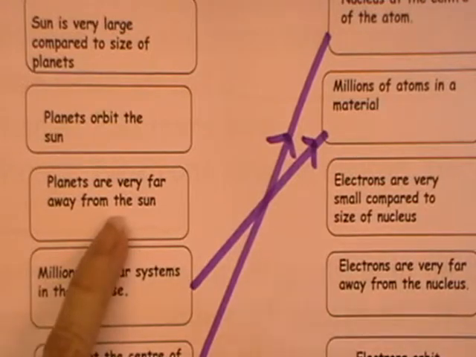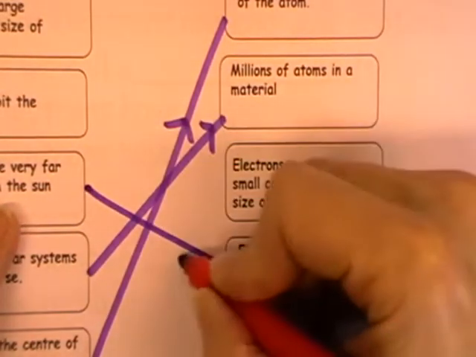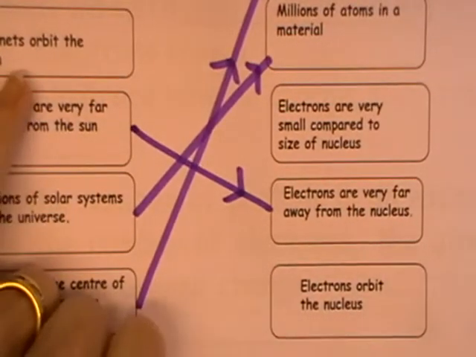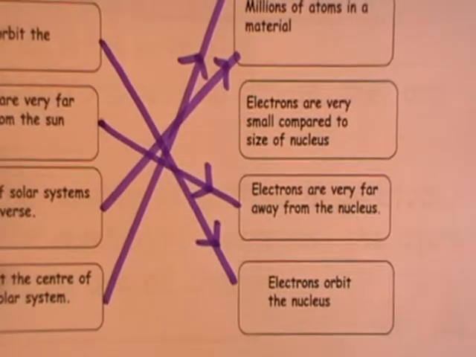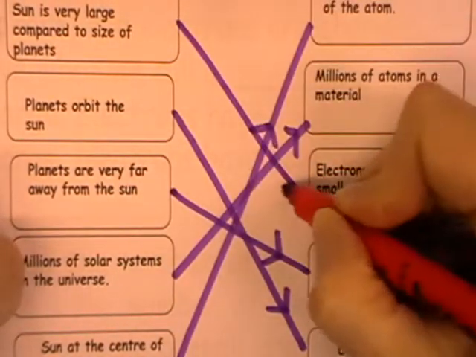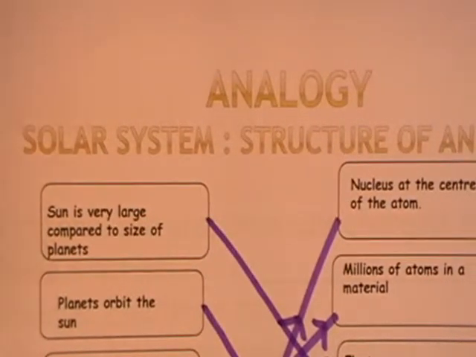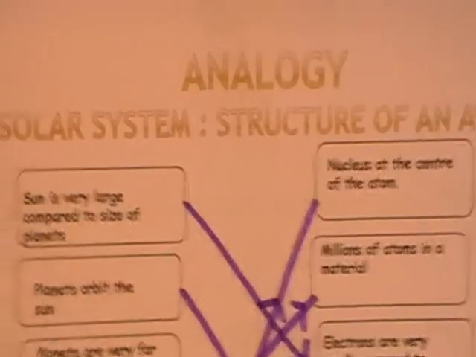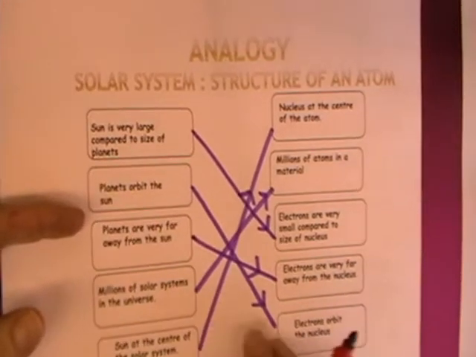Next one then, planets are very far away from the sun, and over here we've got electrons are very far away from the nucleus. Next one, the planets orbit the sun, and we have electrons orbiting the nucleus, so we're going to draw a line down to the bottom here. And one left then, the sun is very large compared to the size of the planets, and electrons are very small compared to the size of the nucleus, so they're really, really tiny. So we call this an analogy. It means it's similar to that: we can relate one property of the atom to a property of the solar system. That's what an analogy is, and it's very good to use those sometimes to help you understand things, and in this case it's about the structure of an atom.